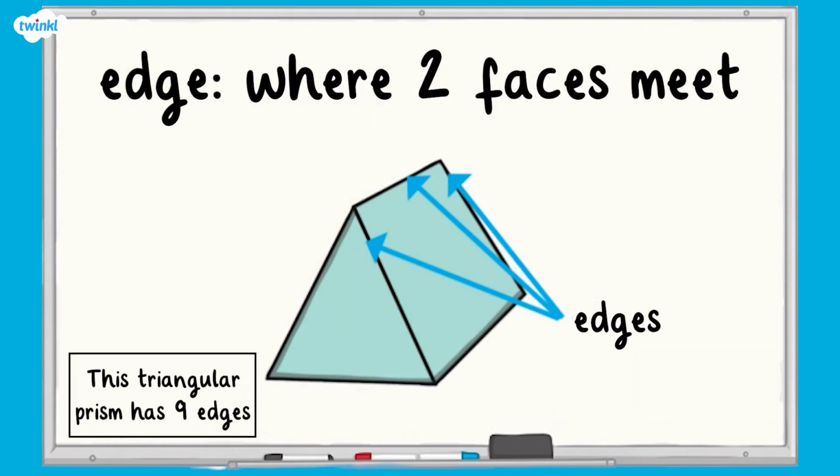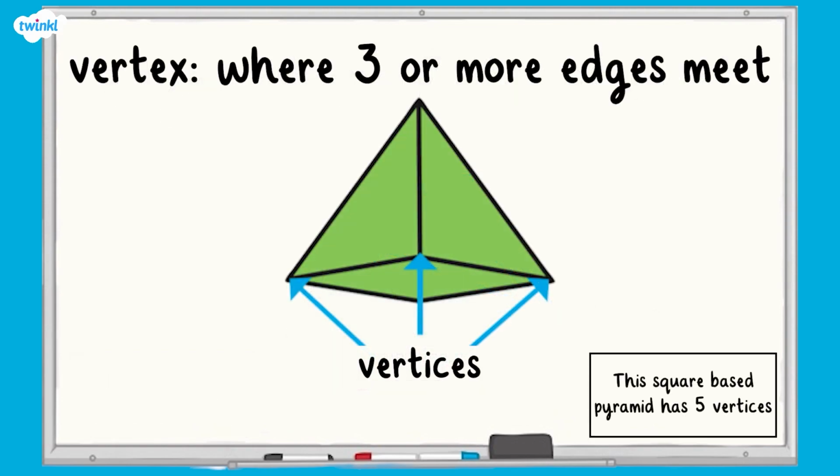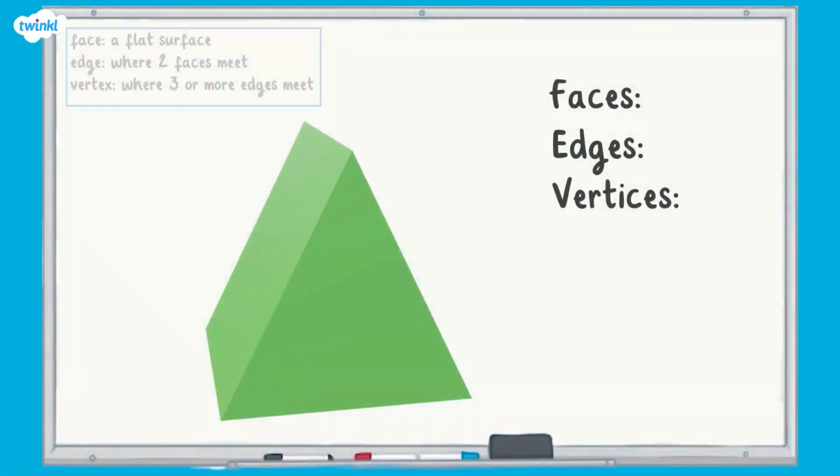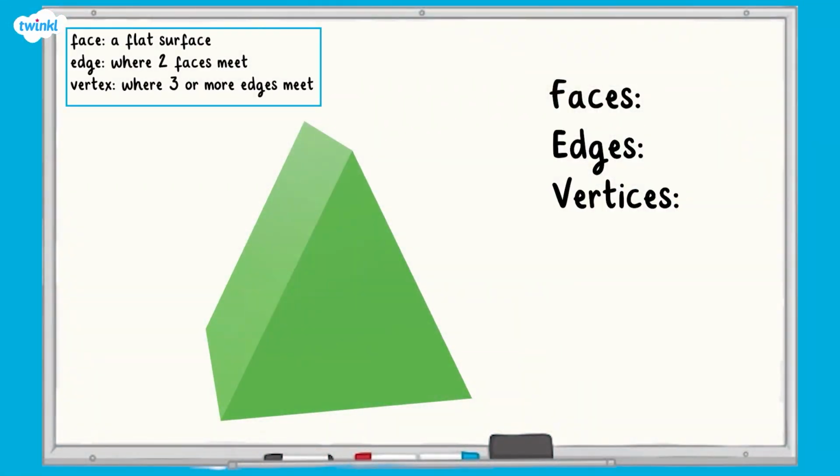An edge is the intersection of two faces, the straight line where two flat faces of a polyhedron, the 3D shape, meet. This triangular prism has 9 edges. A vertex is a point where 3 or more edges meet on a 3D shape. This square-based pyramid has 5 vertices. Let's use this vocabulary to describe a 3D shape. This is a triangular prism.